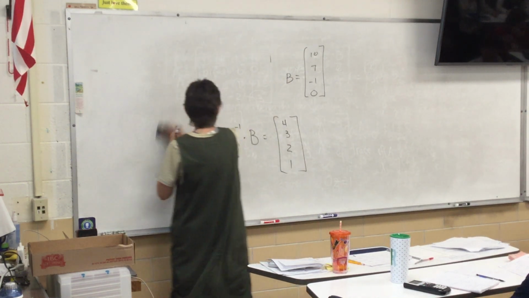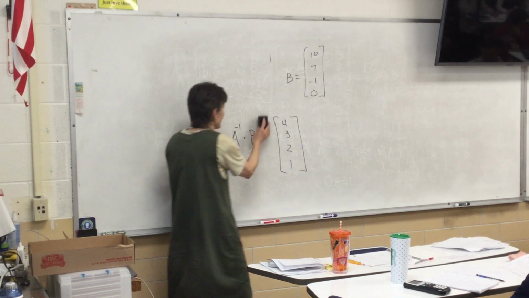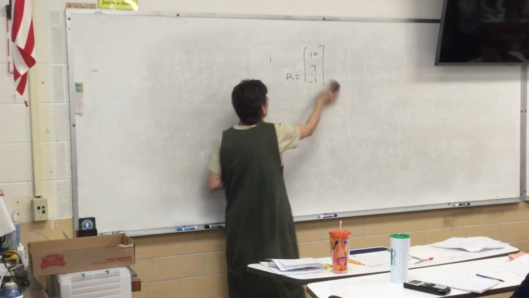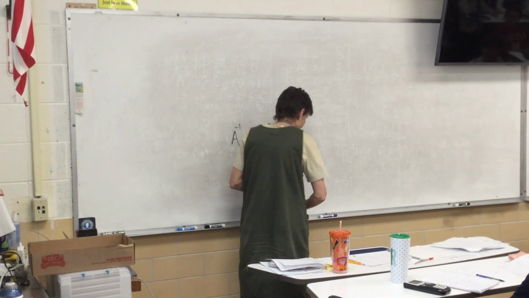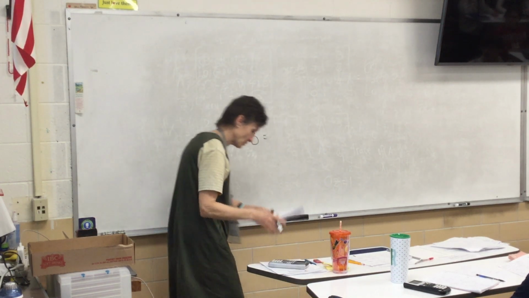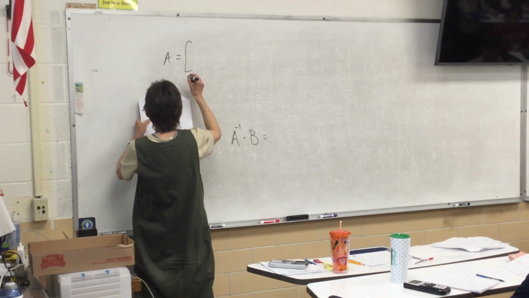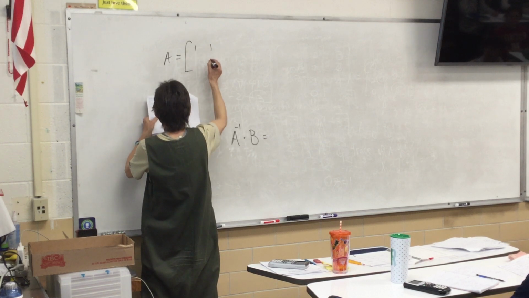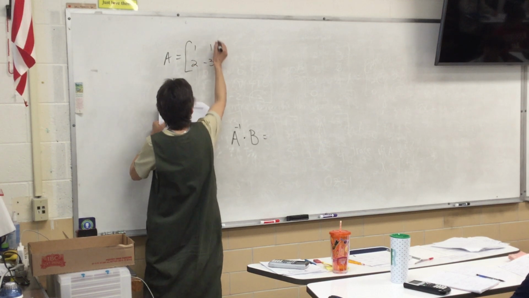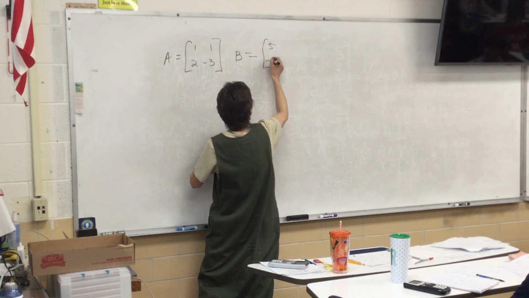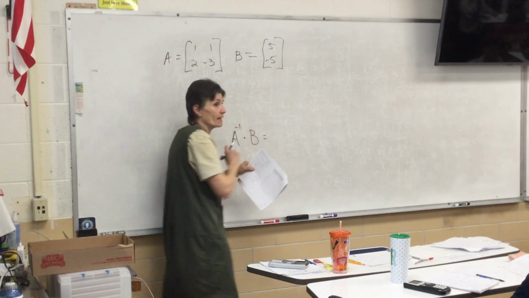So I'm actually, Ethan, going to leave this right here because this is what I'm going to end up doing. But I have a new matrix A and a new matrix B, and I'm not going to use my calculator. So A is 1, 1, 2, negative 3. And B is 5, negative 5. Is everybody okay with that?